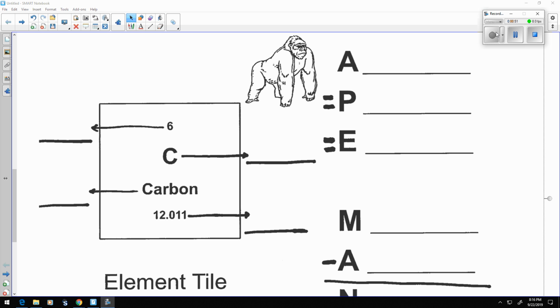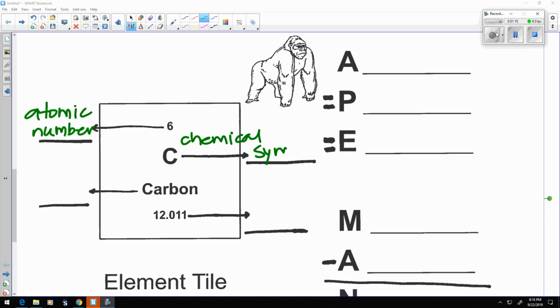So the top 6, it's always going to be a whole number, and it's your atomic number. So I'm going to fill in atomic number at the top. I know that that top 6 is the atomic number. That C beneath it is the chemical symbol, or sometimes you'll just see it as symbol, okay? The chemical symbol. Just fill that in real quick.